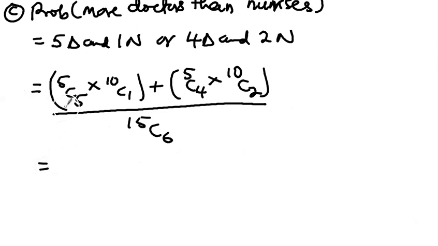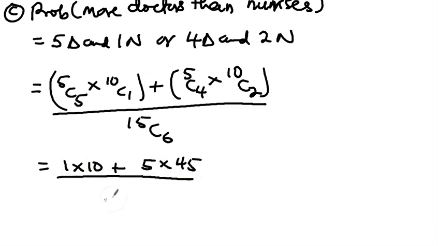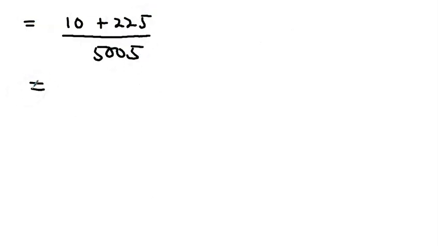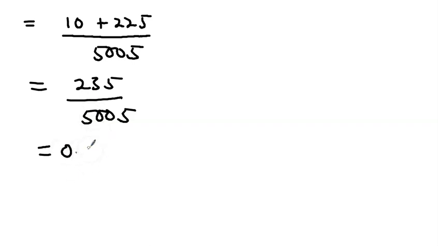Because I've shown you how to use it, this is 1 times 10 plus 5 times 45 over 5,005. So we have 10 plus 225 over 5,005, so we have 235 over 5,005. Now because we have been asked to correct our answer to 2 decimal places, we convert this to decimal: 0.046953. So 2 decimal places, 1, 2, which is 0.05.